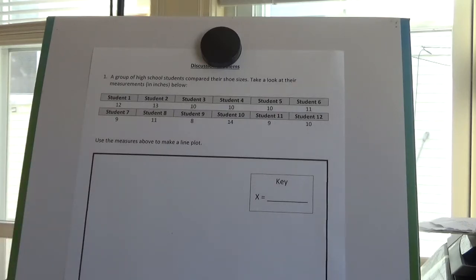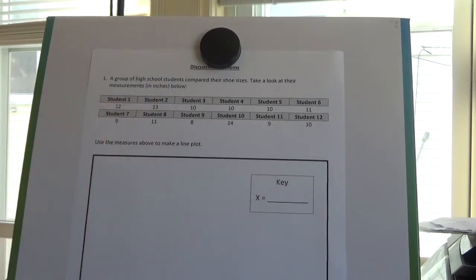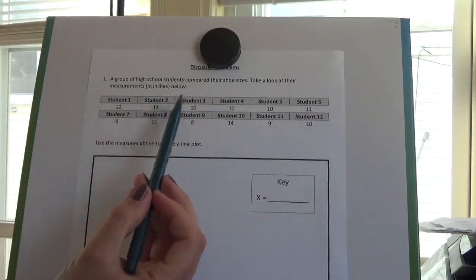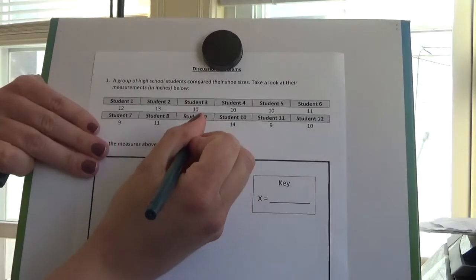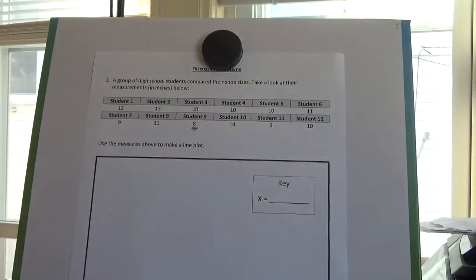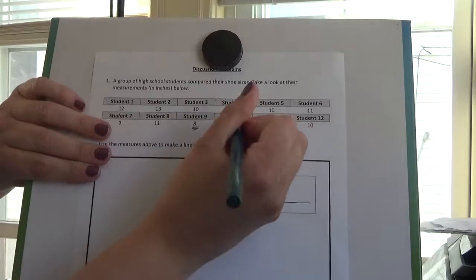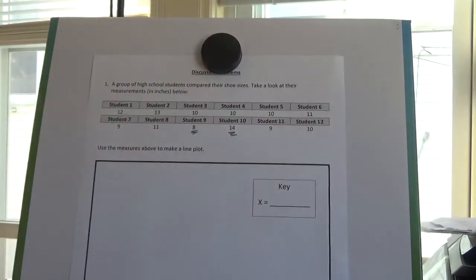Take a look at their measurements in inches below. So high school students were measuring their shoes in inches. And as we can see here from this chart, they're ranging from, let's see, my smallest number is 8. And the largest shoe size would be 14. So there you have it. It goes from 8 to 14.